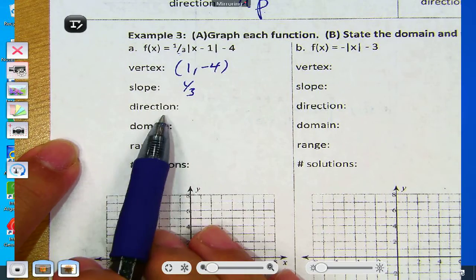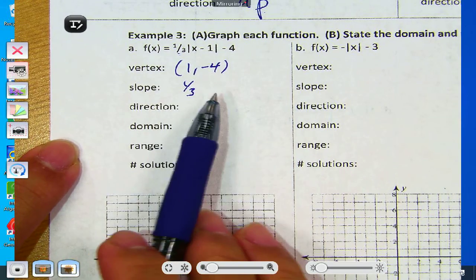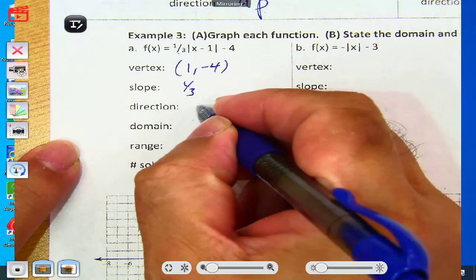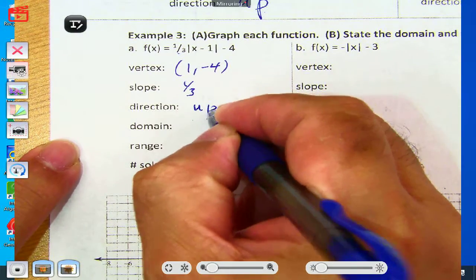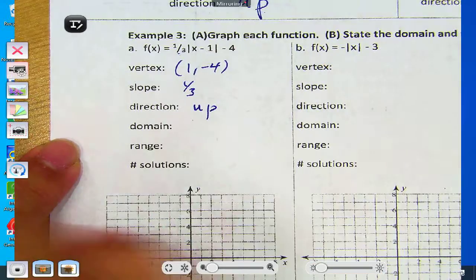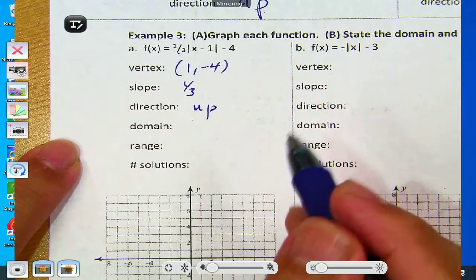All right, the direction. Which direction is this going? You can look at the slope. It's positive, so we can say the direction is up. Now, for the domain, for all of these problems, the domain is the same. The domain is all real.